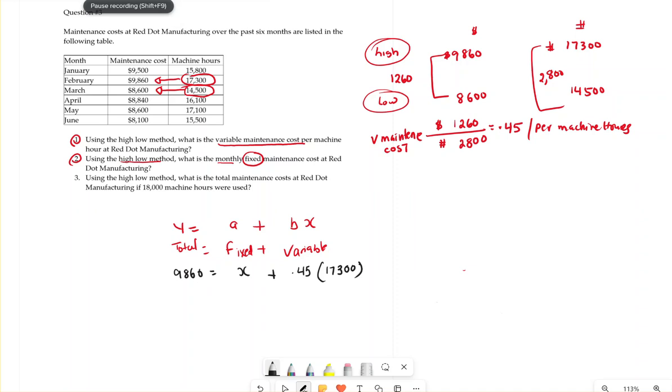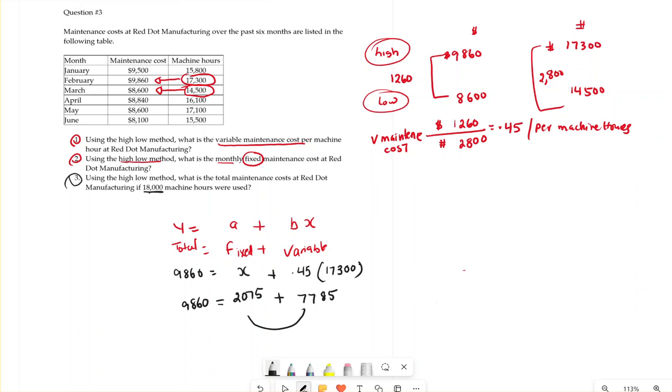I don't know what I did with my calculator. I'm going to use my phone. 0.45 multiplied by 17,300 gives you 7,785. That plus the fixed needs to equal 9,860. So I take 9,860 minus the 7,785, and I will get 2,075. So that is my fixed. Number 3 is using it.